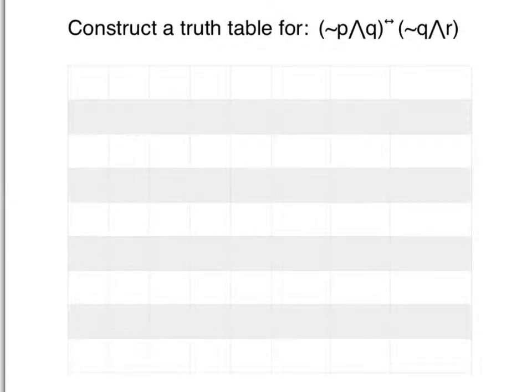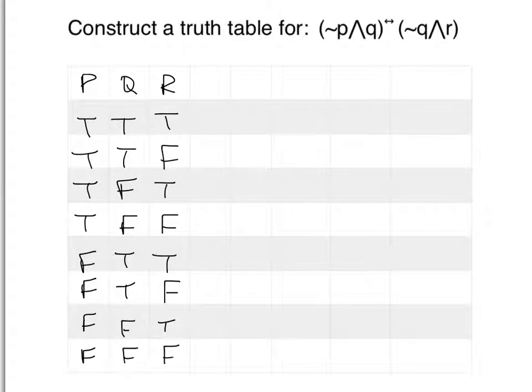Okay, so in this example, we're taking a look at a compound statement involving a biconditional, and it says not P and Q, in parentheses, if and only if not Q and R. So the first thing we have to notice is that this is a truth table involving P, Q, and R, so we need to set it up properly. As you can see, I've set it up already.